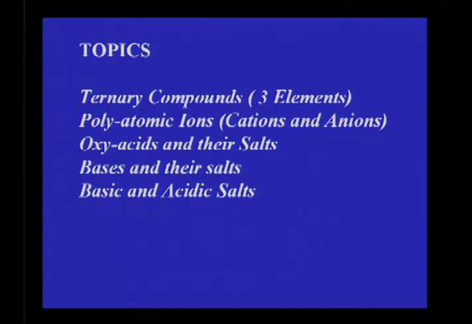So let's look at the menu today. Ternary compounds, naming ternary compounds. Remember, ternary compounds contain 3 different elements. We're going to learn about polyatomic ions like sulfate, carbonate, phosphate, nitrate, acetate, etc., the oxy acids in their salt, like carbonic acid and the carbonates, or sulfuric acid and the sulfates, the nitrates and nitric acid, and so on and so on, and some basic and acidic salts.